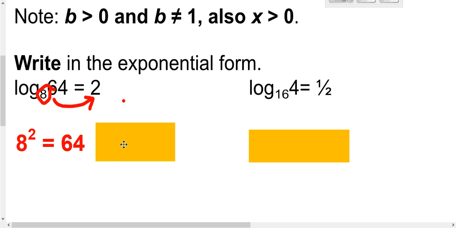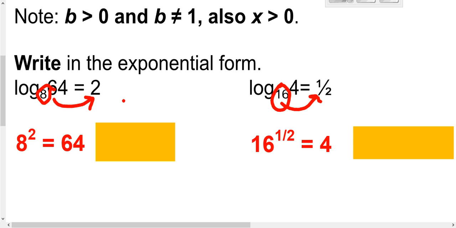Same idea in the next one. We're going to take our base of 16, swing it over, hits the 1/2 up as the exponent. So we're going to have 16 to the 1/2 equals 4. Now, remember, over here on the left, that 8 squared really is 64. A second way to write it is what we had up here with logarithms. And then also 16 to the 1/2. Remember 1/2 is the square root, and the square root of 16 is 4. Just a different way to write it.